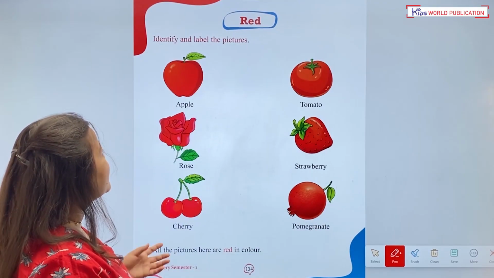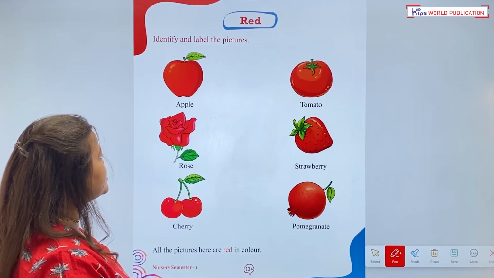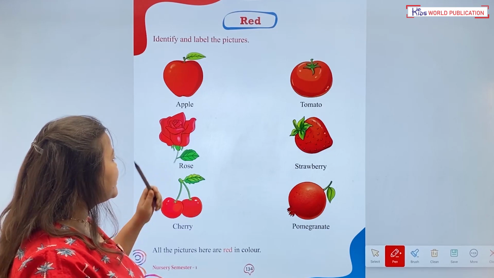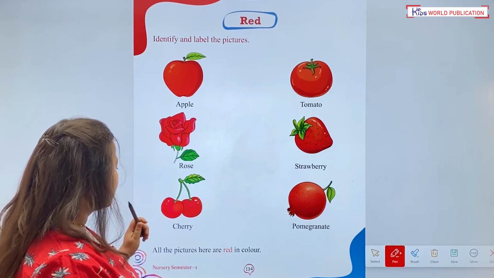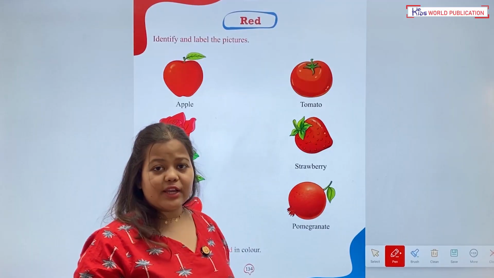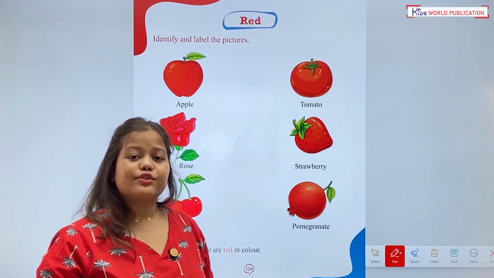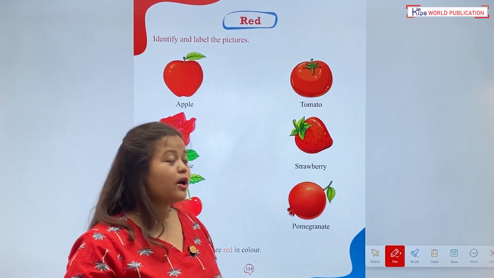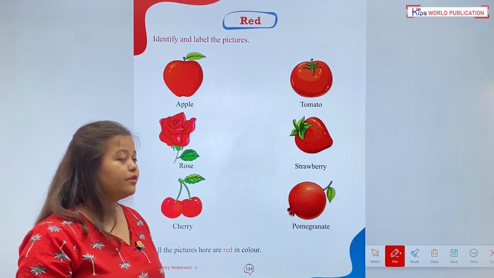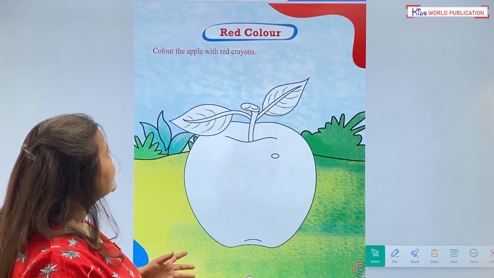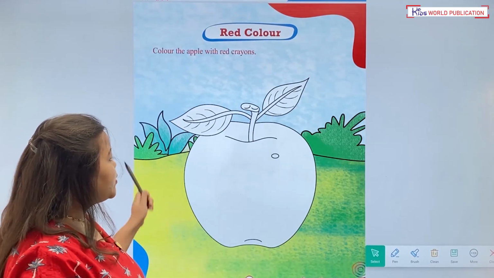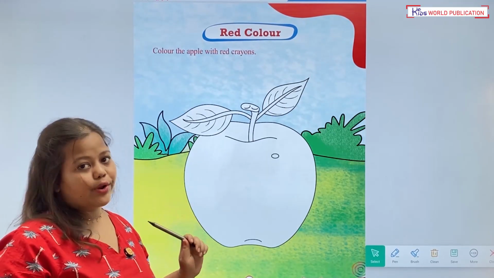Red. Identify and label the pictures. Red apple, red rose, red cherry, red tomato, red strawberry, red pomegranate. All the pictures here are red in color. Red color. Color the apple with red crayon. So kids, you will color this apple with red crayon.